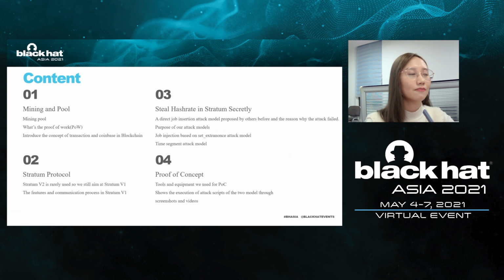Today the topic we want to talk about is disappeared coins: steal hash rate in Stratum secretly. Our presentation will be divided into 4 parts. I will introduce the first 2 parts. They are mining and pool, and Stratum protocol. And the main speaker will introduce how to steal hash rate in Stratum and the proof of concept later.